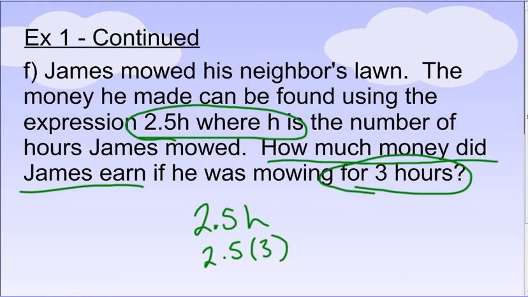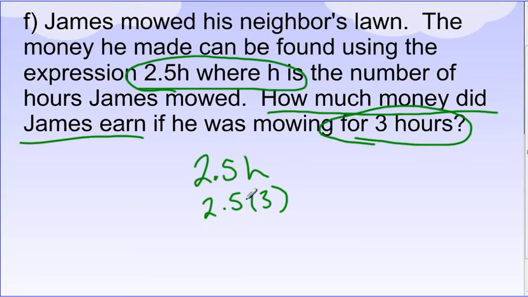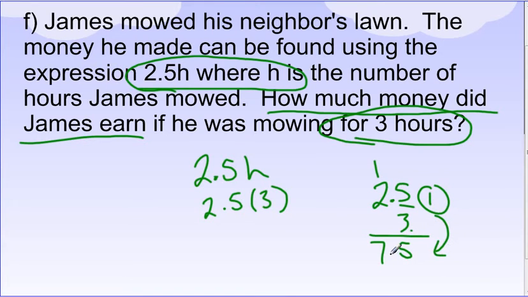3. By the way, this is another way to show multiplication: two numbers next to each other with parentheses around one of them. And 2.5 times 3, 3 times 5 is 15. 3 times 2 is 6, plus 1 is 7. You'll notice here I am not lining up my decimals. You do not need to when you multiply. I have one number after the decimal in the problem, so one number after the decimal in the answer. This guy earned $7.5, or $7.50.